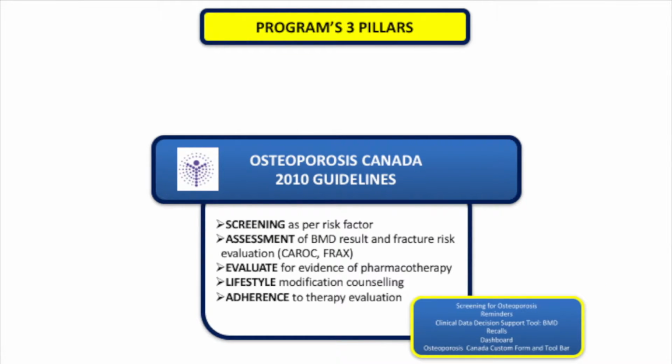For the osteoporosis guideline, we have screening for osteoporosis, assessment of the bone density, evaluating whether the patient should be on pharmacotherapy, counseling for lifestyle, and evaluating for adherence to therapy. And again, these are the tools that we'll describe.